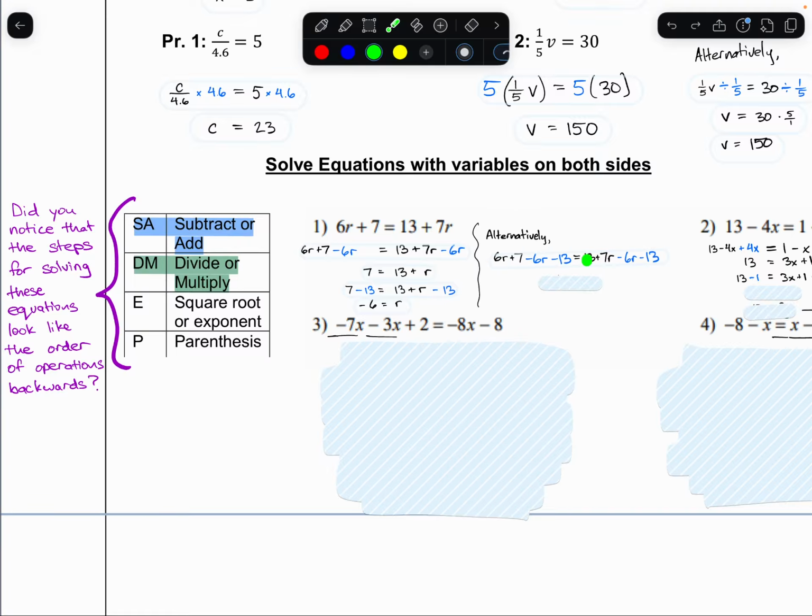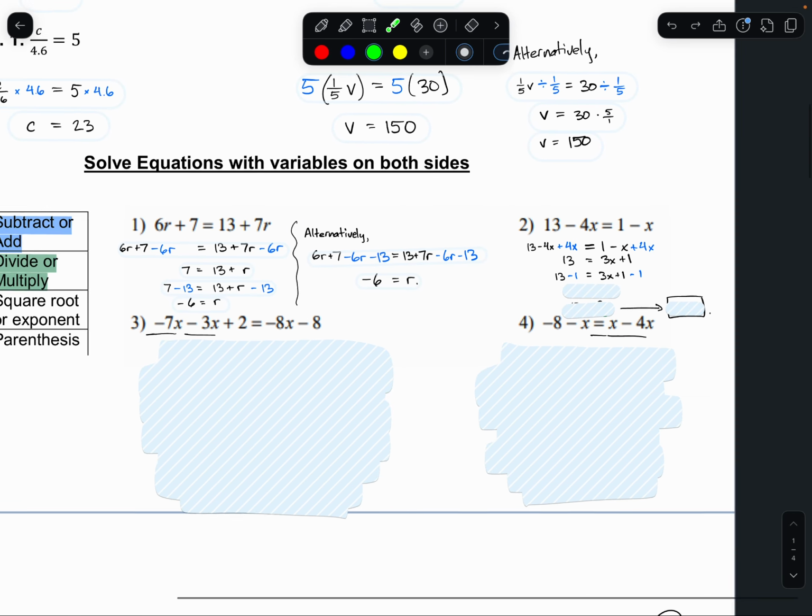Here's a different way to show your work. As you get more practice, honestly, I'd prefer you do it this way, just one step at a time first. But you could do the same thing to both sides. You could subtract 6r and 13 from the left side as long as you do the same thing to the right side. And then it just shortens the amount of work you have to do.